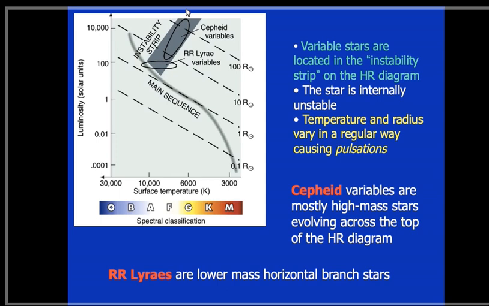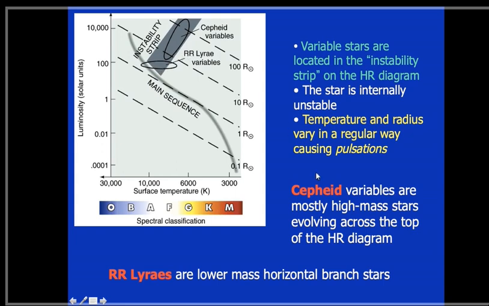And that means that the temperature and the radius of the star can vary in a regular way, causing a physical pulsation. So the star is physically pulsing, getting smaller, larger, smaller, larger, and that's changing its luminosity. And you can see that the stars in this part of the diagram, some of them can be very, very luminous and some not as luminous down at this end.